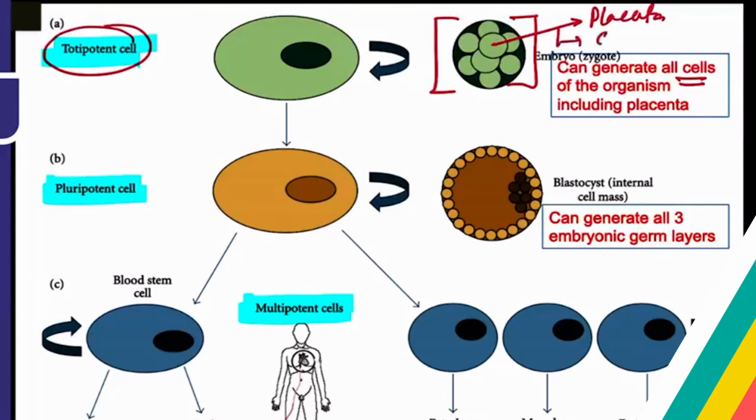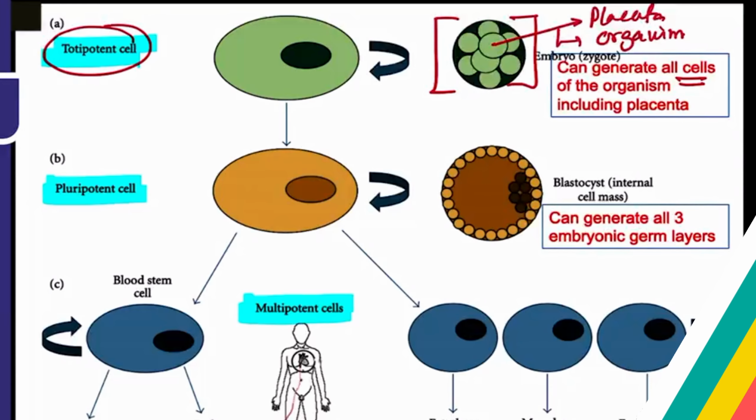It will also give rise to the whole organism, all cells of the organism. Suppose human, the whole human as well as the placenta can be formed from a single cell if you collect that single cell up to the 8 cell stage of the embryo. So up to the 8 cell stage of the embryo, individual cells are known as totipotent stem cells. They are capable of generating the whole organism, including the placenta also. Very, very powerful cell, totipotent, right?